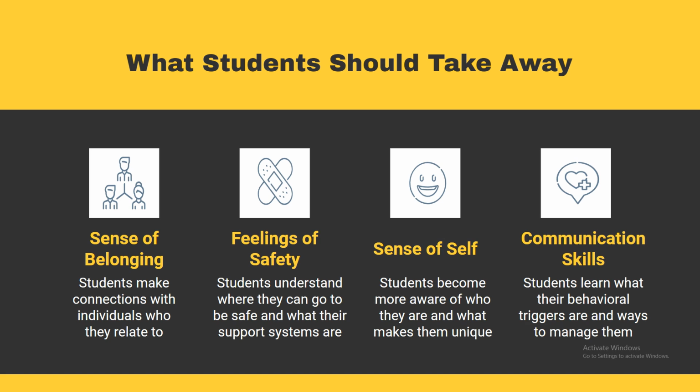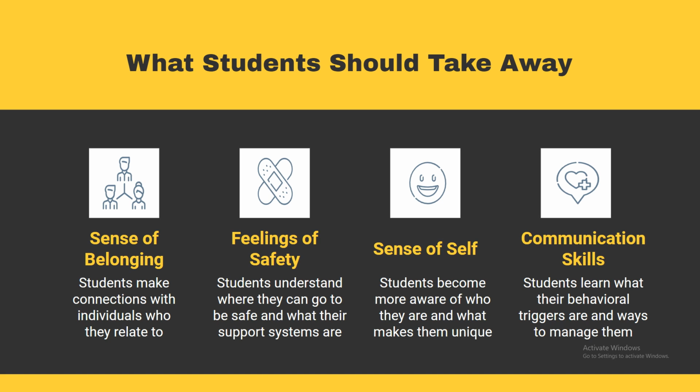Students should take away a sense of belonging. So lesson 1 and lesson 2 work on building connections with the individuals in the group that they can relate to and bringing a sense of community for them in the school. The next is feelings of safety. Lesson 2, which asks them to draw their home, is looking at where do they feel safe, what is safety for them, and how can we provide them with support systems in the school if they aren't feeling safe at home. Sense of self comes from lesson 3 and lesson 4, where they are creating themselves in the collage and thinking about the things that they do and do not like.